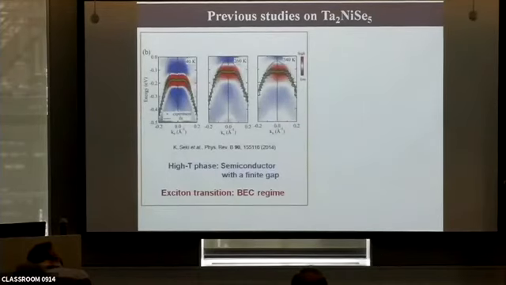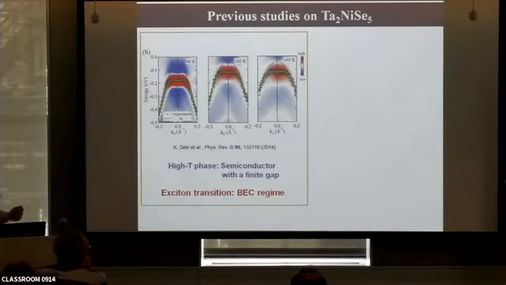Also, a temperature-dependent ARPES measurement was done in 2014. At low temperature, 40 Kelvin, the flat band is detected near the gamma point, but this flat band is still present even at high temperature. At high temperature, it showed a clear gap. Therefore, this also argues that the high temperature phase is a semiconductor with a finite band gap. So the exciton transition is in the BEC region.